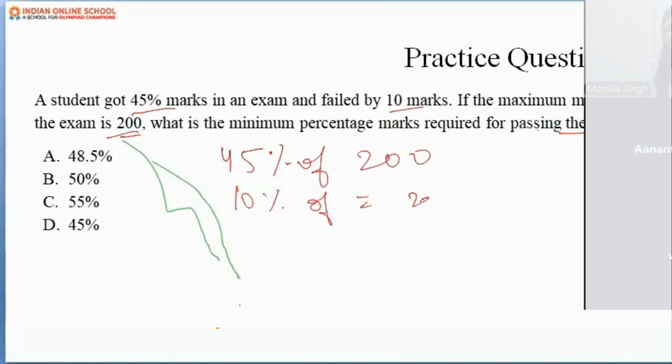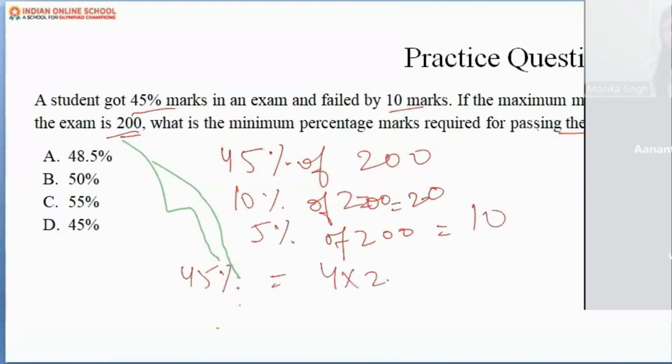10% of 200 is 20. 5% of 200 is 10. So 45% will be 4 times 20 plus 10, that is 90. And he failed by 10 marks. It means he needs 10 more marks to pass. It means he needs 100 marks. 90 plus 10 is equal to 100 marks. If he gets 100 marks, then he will pass.